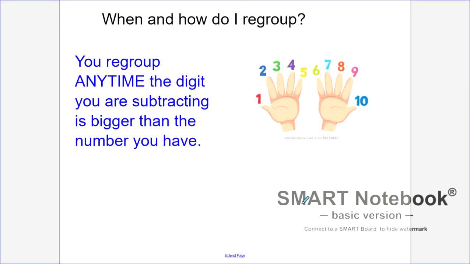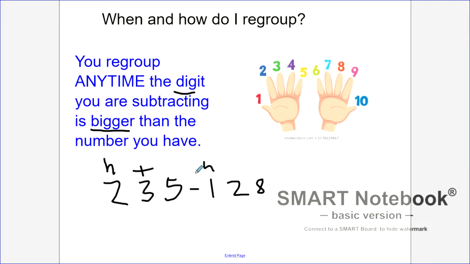So the next important question we should think about is when and how do you regroup? You regroup anytime the digit you are subtracting is bigger than the number you have. Now I want to be careful here because some of you might think that I would not have to regroup a problem like this: 235 minus 128, because 235 is bigger than 128. But we need to go by digit. We need to look at each of the places and see if that's really true.